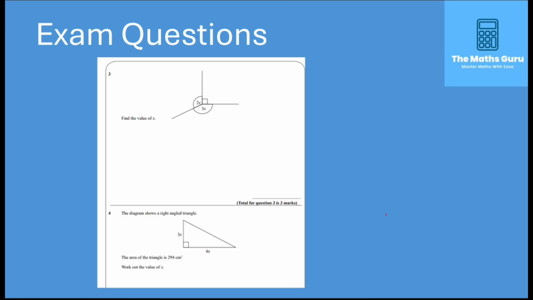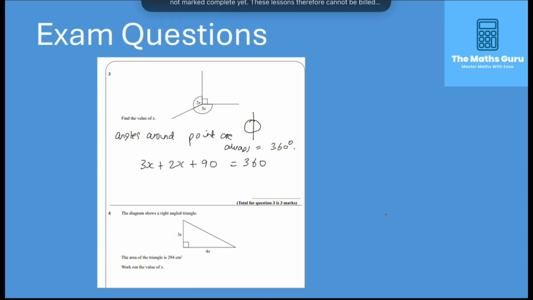We have to find the value of x. So here we're looking at angles around a point, and we know from our intuition that angles around a point always equal 360 degrees, right? From this case, what we're looking at, we have 3x plus 2x plus 90 is equal to 360.